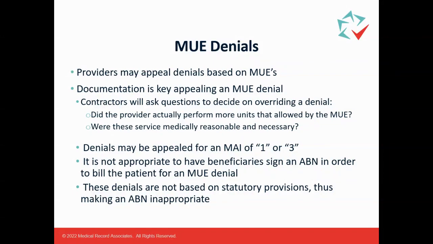It is not appropriate to have a beneficiary sign an ABN in order to bill the patient for an MUE denial, because these denials are not based on statutory provisions. So an ABN would be inappropriate.